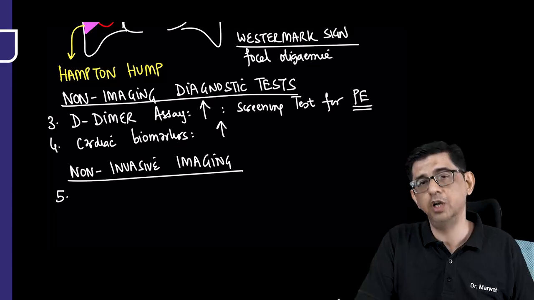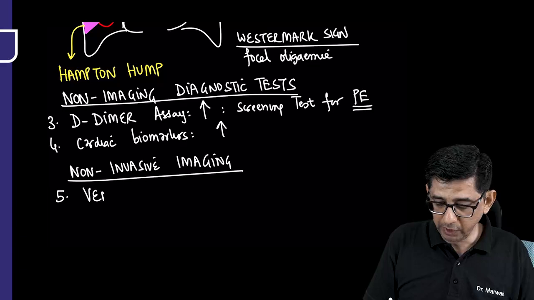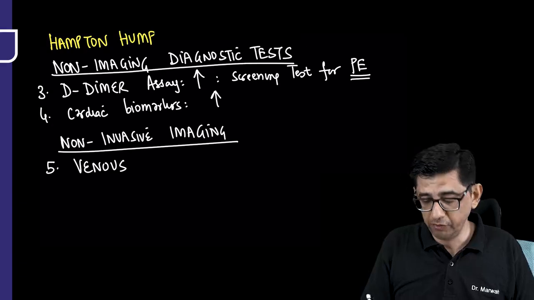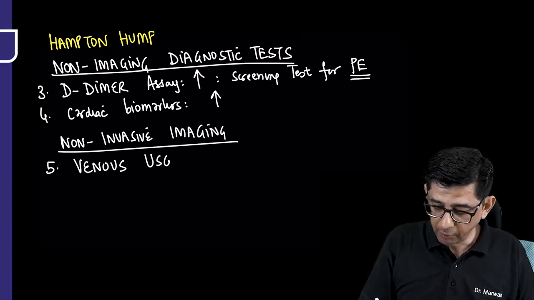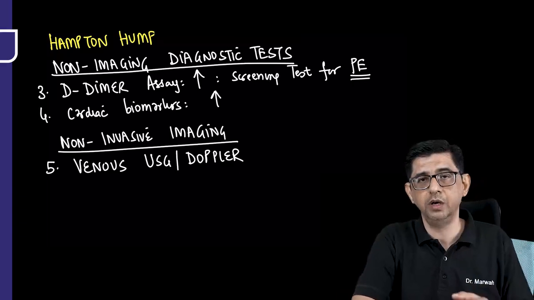He said, what is the non-invasive imaging that you would like to do in this case? And I want to prove that this chap is having deep vein thrombosis. So what I'll do is I'll be doing a venous ultrasonography. Along with that, I'll also switch on the Doppler, and you see, normally the deep veins are compressible.